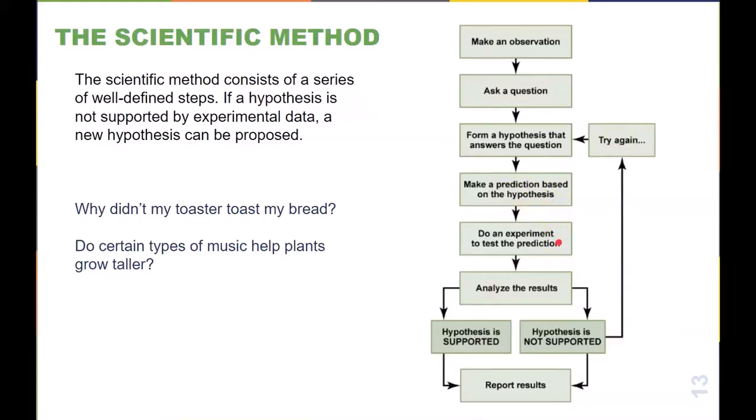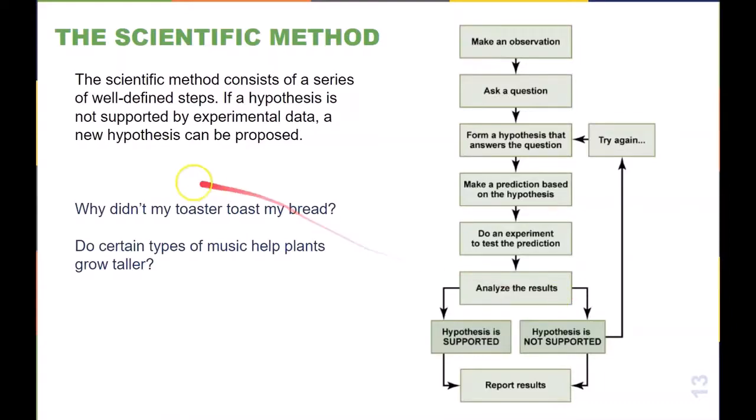So we'll do an experiment. And then you'll analyze the experiment. Usually you analyze the data, you do some statistical analysis to say whether your data is good or not. And then you can support or reject your hypothesis based on your analysis. And if you don't support it, you could always try again.